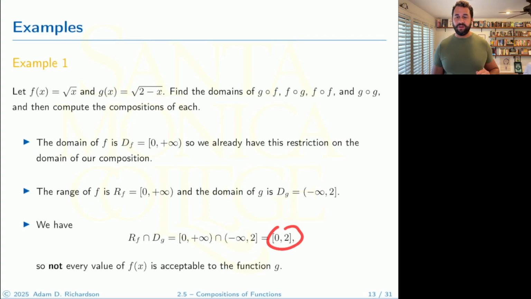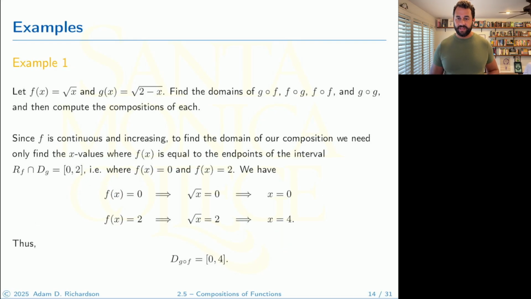All right. But now that we know what that overlap is, we need to take this and look back at the domain of f and see what goes into this thing right here, what goes into that set. Because our function f is continuous and increasing, we're just going to look at the endpoints. We're going to look at the endpoints of that interval, and we're going to map backward. So we're going to see where f of x is equal to 0, and where f of x is equal to 2, and then we're going to solve for x, all right?